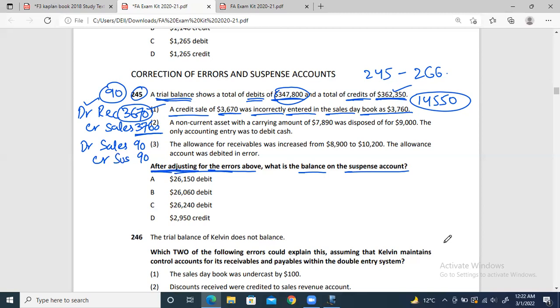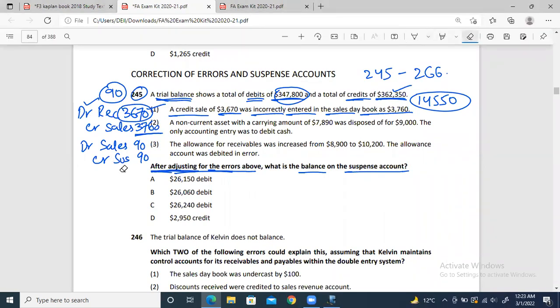Okay, actually I was trying to confirm one thing, and hopefully I just confirmed it. Let me explain again. Over here it's very unclear, you can see. What I was trying to confirm is that it's just written a credit sale of 3760 was incorrectly entered in the sales daybook as 3760. So what I was trying to confirm from the answer is that have we just written the sale amount wrong or both amounts wrong?